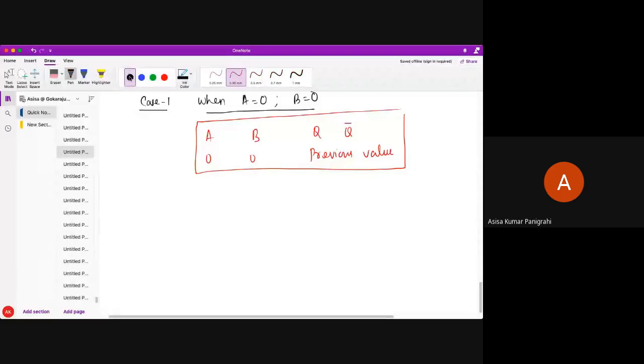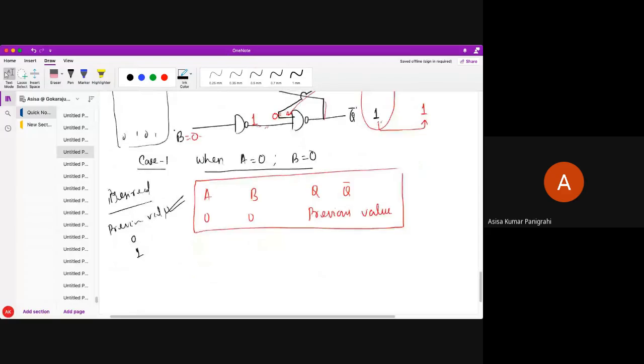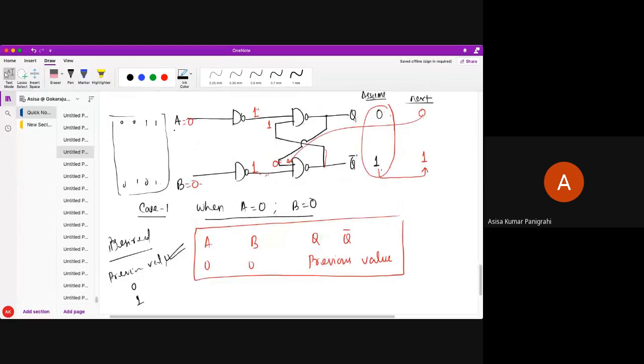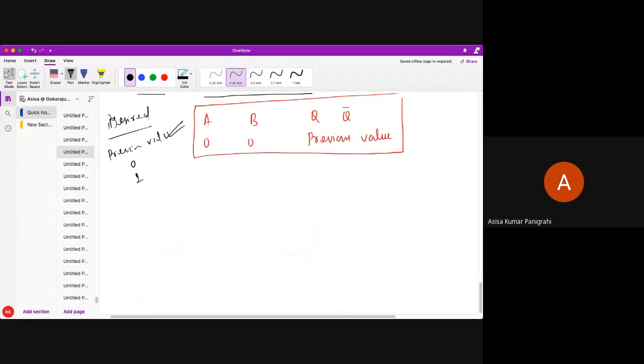So next is case 2. As I told you, I want my desired values to be stored by this memory element. So my desired values are what? Previous value, 0 and 1. I have already shown how the previous value is stored in this particular logic circuit with case 1. If I give A equals 0, B equals 0, then I can retain my previous value in this output. Now we'll go for the next case, case 2.